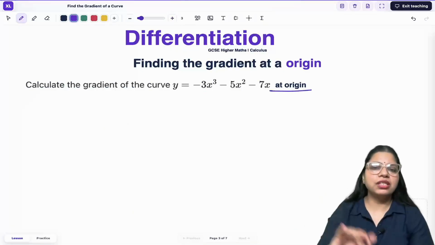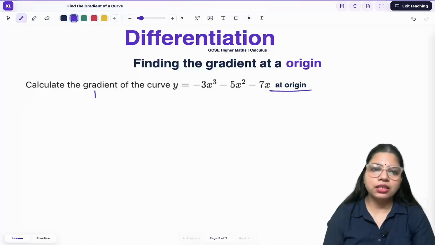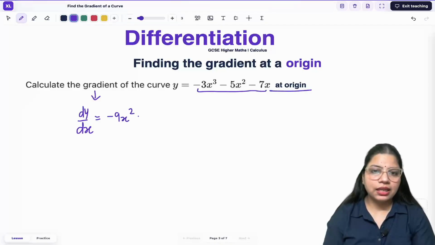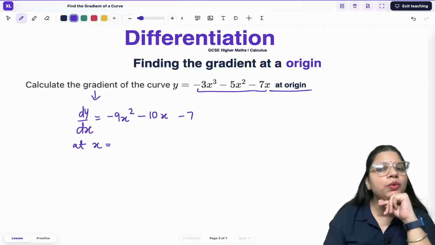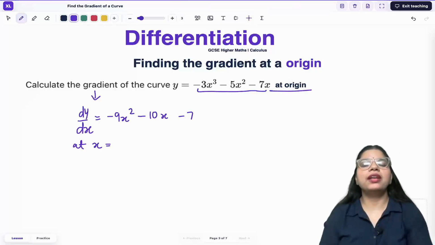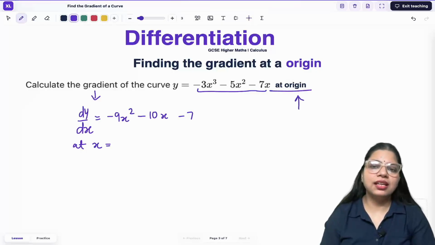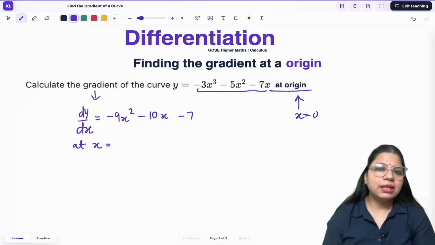Now calculate the gradient of the curve at the origin. This is another type of the same thing. Gradient is nothing but dy by dx. So let's calculate dy by dx first. Differentiating, we get minus 9x squared minus 10x and minus 7. Now nothing is given for x, but the hint is the origin. What's the x value at the origin? x is 0, correct.